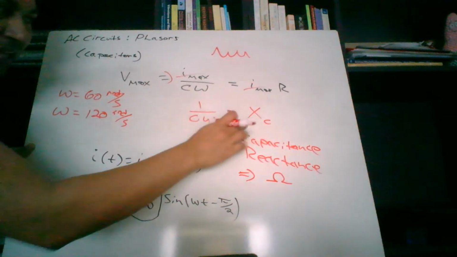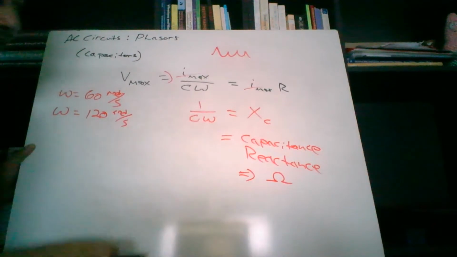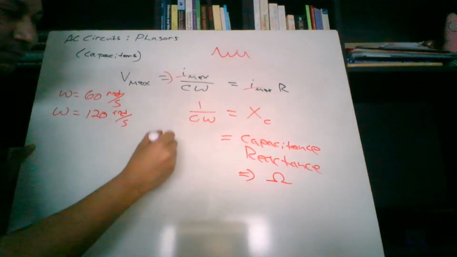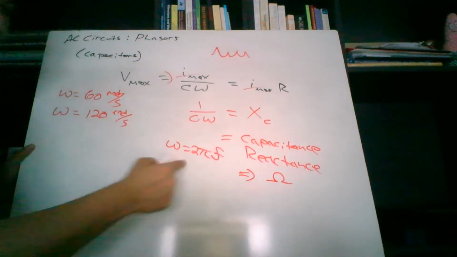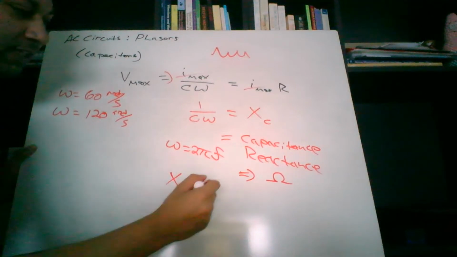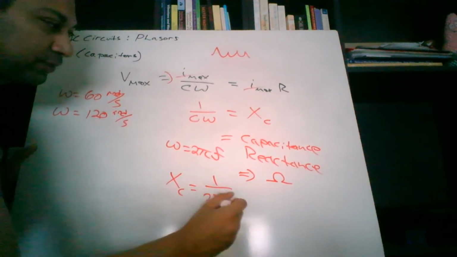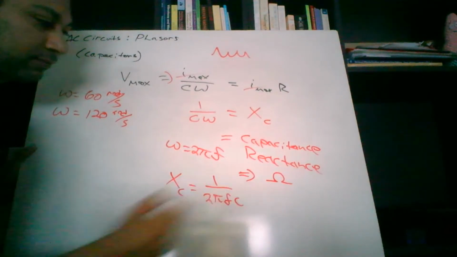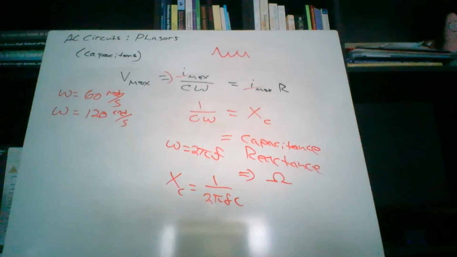Okay, so the capacitance reactance is like this. And one more thing we can say about it is that omega is equal to 2 pi times the frequency, so the capacitance reactance is sometimes written as 1 over 2 pi times the frequency times C. So that's another equation for the capacitance reactance.